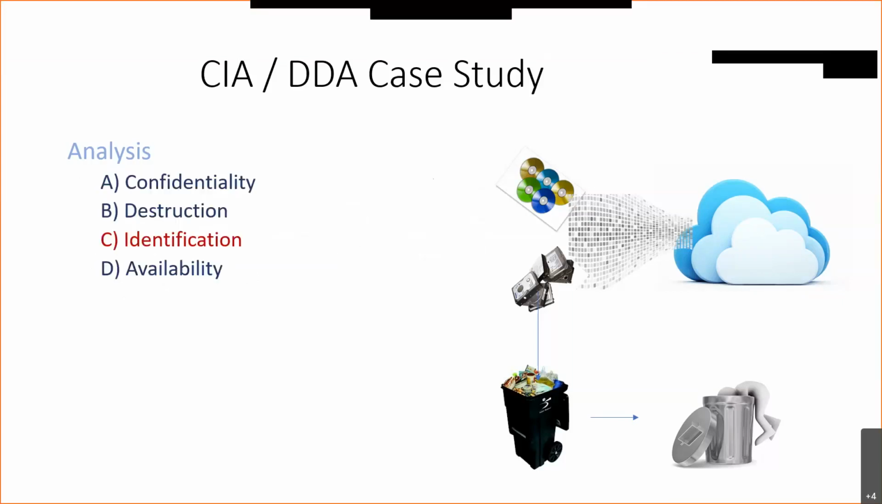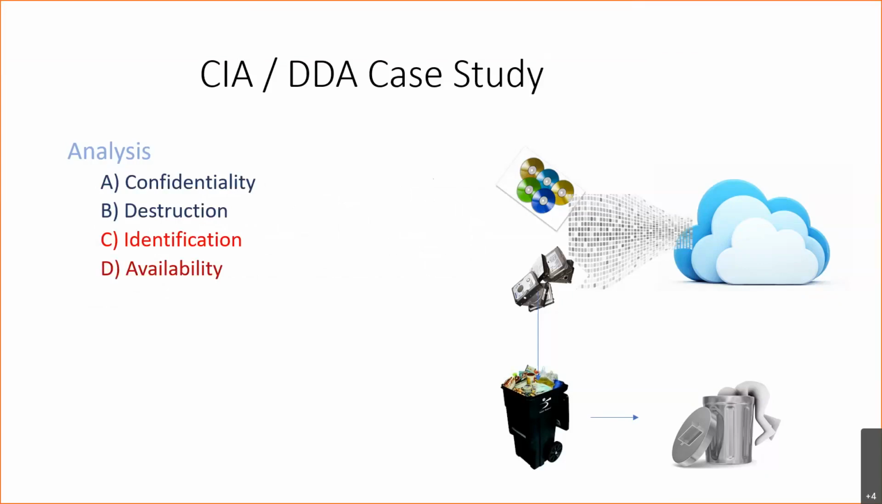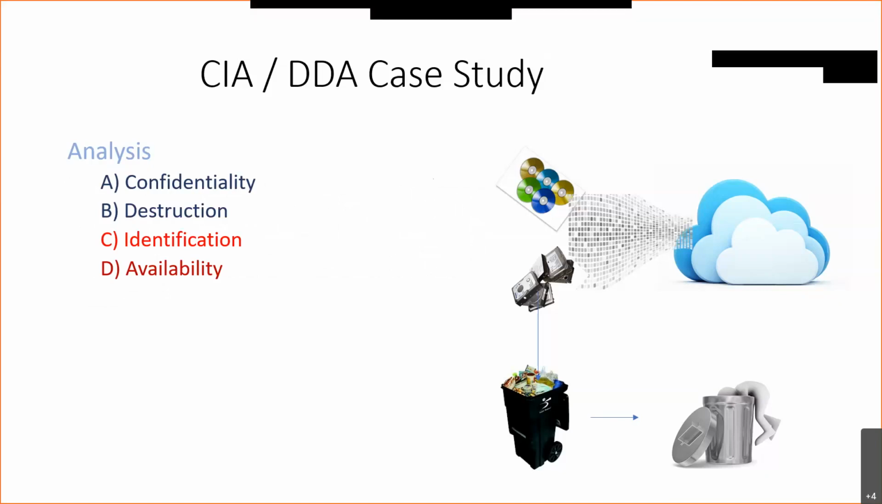Then obviously C is wrong because identification is not a factor of either the CIA or DDA triad. Now, option D: when the company threw out the disk, they made the disk available to anyone for free. In this case, they made the disk available and did not violate that factor. Because they made it available to anybody, there is no question of availability.